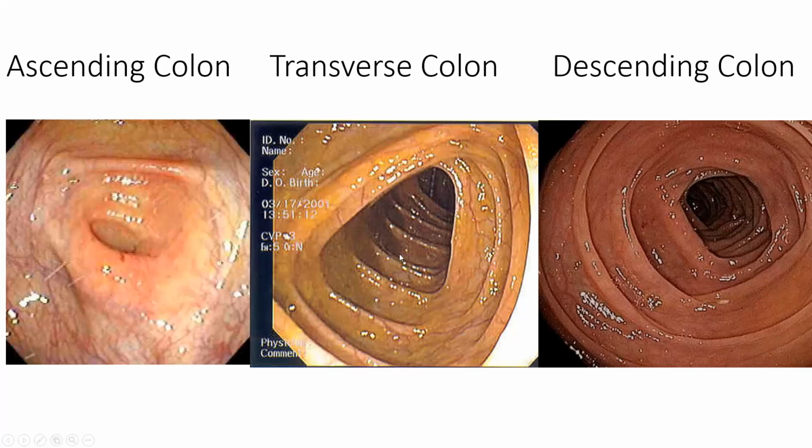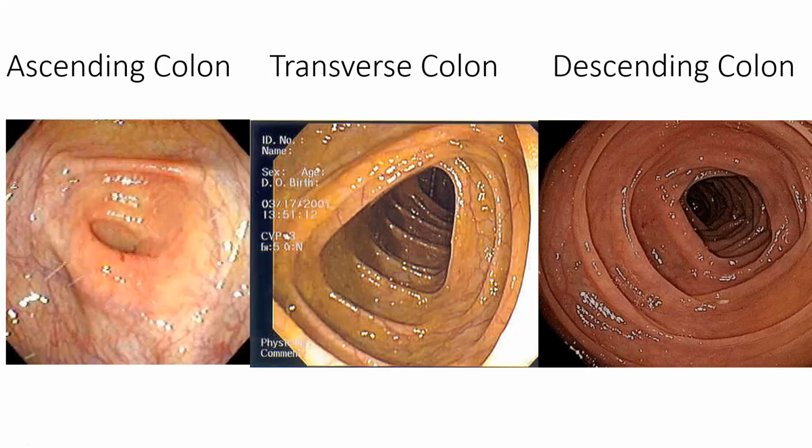Now, it does have the plicae inside here. Now, the plicae are arrayed. If you look carefully, you can see it is almost a spiral pattern. As the fecal matter is pushed through here, the spiral pattern tends to help move it along. But notice that the triangular shape of the transverse colon, that's very distinctive.